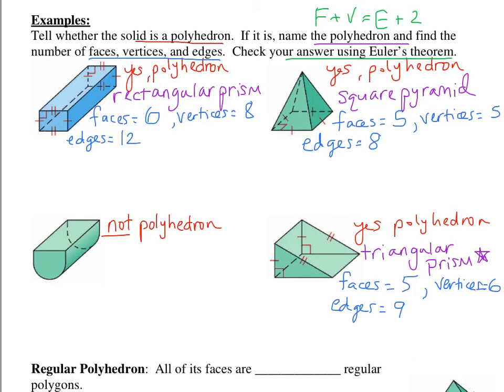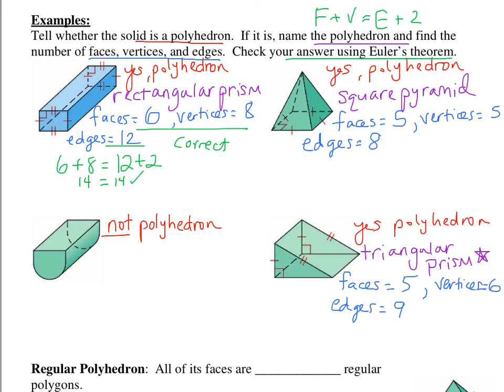So for the first one, F plus V, so 6 plus 8 equals my E plus 2, so 12 plus 2. So 6 plus 8 is 14, 12 plus 2 is 14. So if this is correct, then I know that all of these numbers are correct.